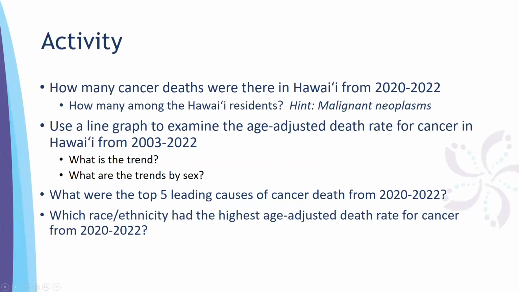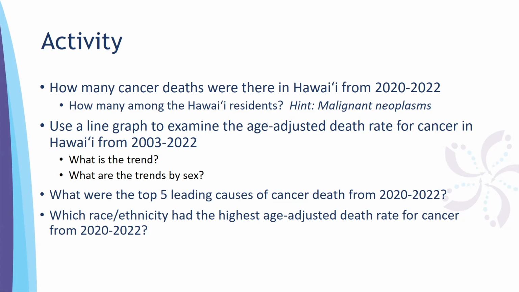Okay, so using the data, I'd like you to go through and determine how many cancer deaths were there in Hawaii from 2020 to 2022. And the hint there is the leading cause of death is going to be malignant neoplasms, which is the code for cancer. So you want to look at that. And then take a look at how many of those are among Hawaii residents. And then I'm challenging you to change your display down at the bottom and try the line graph out to look at the age-adjusted death rate for cancer from Hawaii. And we're going to look at it for a 20-year period from 2003 to 2022. What is the trend and what are the trends by sex?